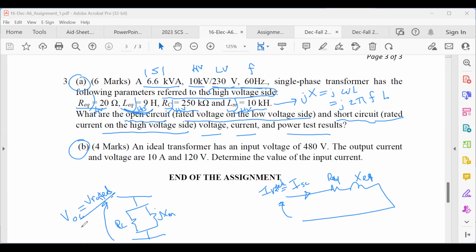For example, here, what is the V rated? Let's first solve it at the high voltage, and then we can refer it to the low voltage. So at the high voltage, I know that the voltage is 10K volt. We know RC and XM. Can I get the I open circuit? Yes. I naught or I open circuit equals the voltage over the impedance. Voltage is this, impedance RC and XM in parallel.